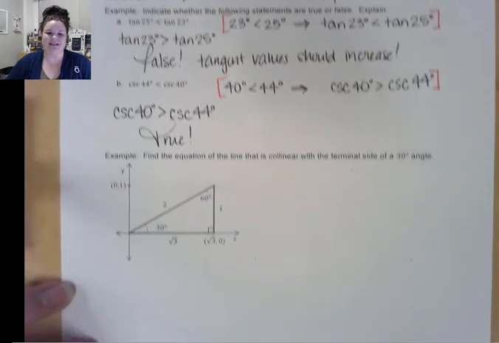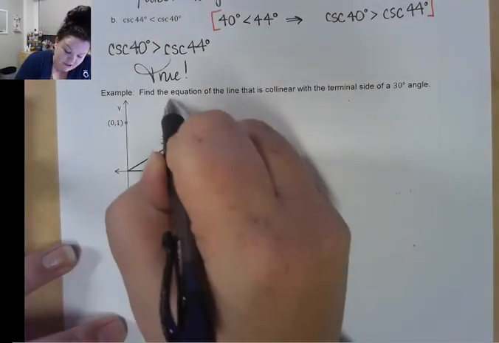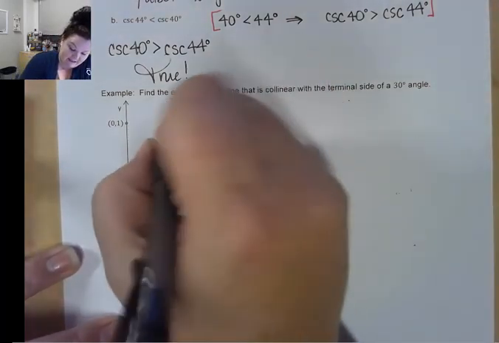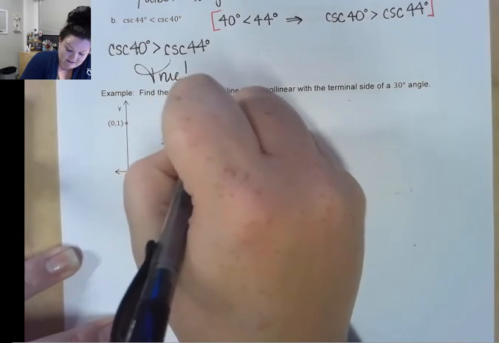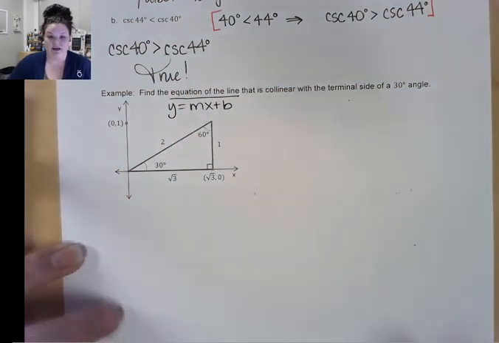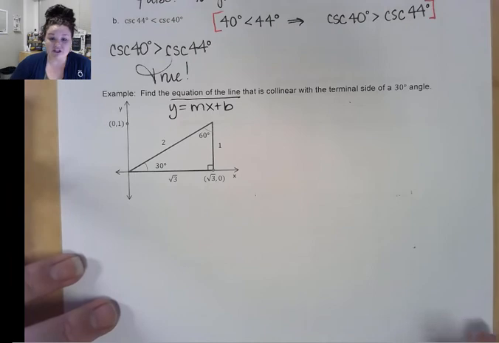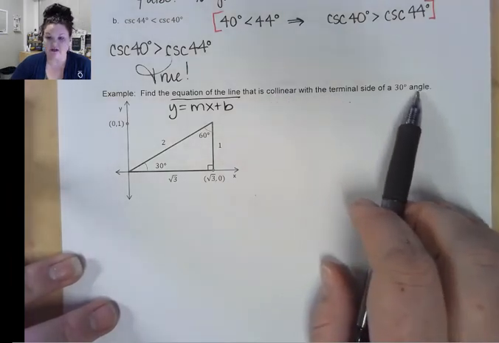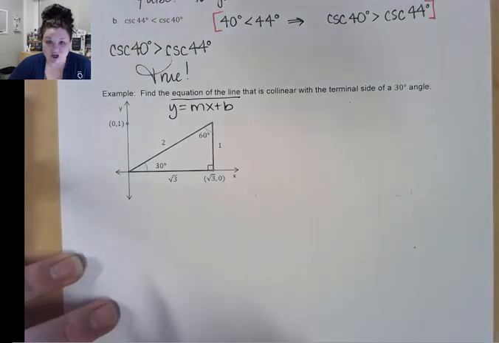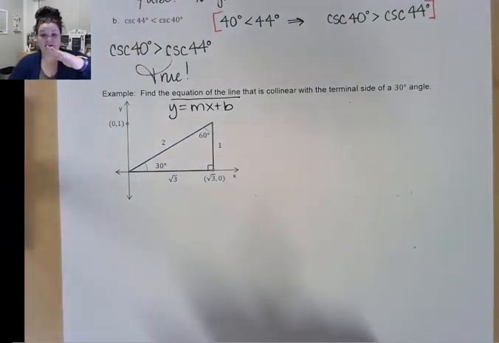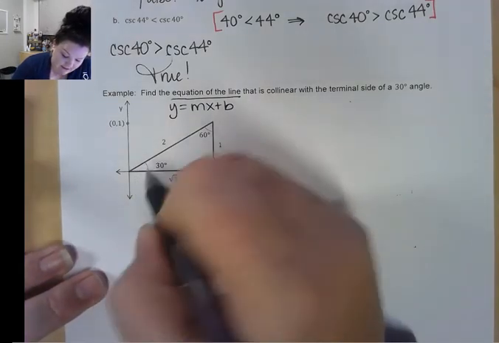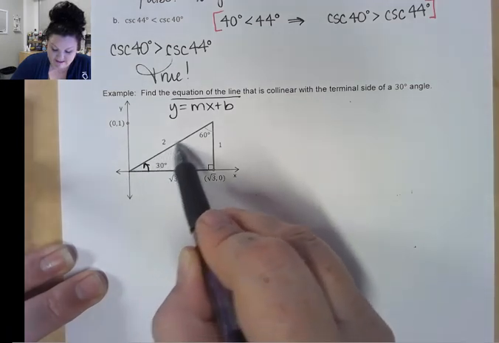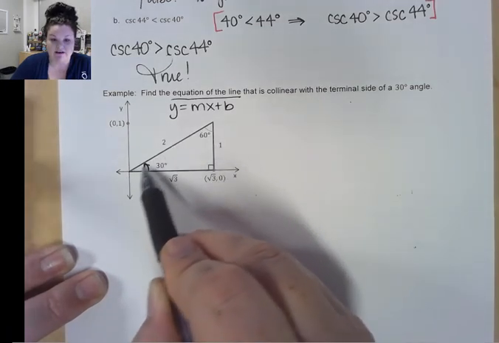This example is asking us to find the equation of the line. Anytime it asks you to find the equation of the line, you should be thinking y equals mx plus b, okay? So we need to find the equation of the line that is collinear with the terminal side of a 30-degree angle. Collinear means that the terminating side is the same. Okay, so notice this is a 30-degree angle. This is the terminating side or the terminal side of my angle.